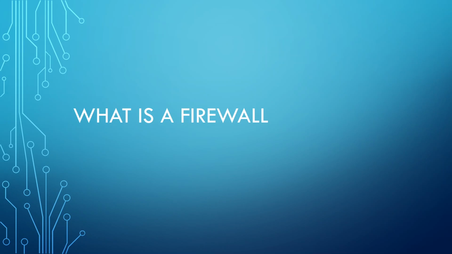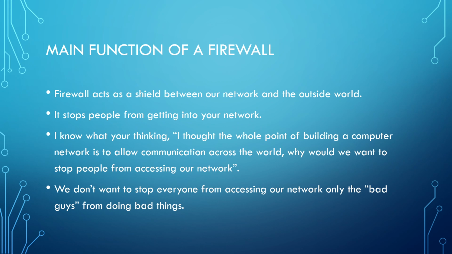In this video, we will have a look at the function of a firewall and the role it performs in today's computer networks. So, the first question you are probably asking yourselves: what is the main purpose, or the main function, of a firewall? The firewall sits at the edge of our computer networks and acts as a shield between our network and the outside world. Essentially, it stops people from getting into your network.